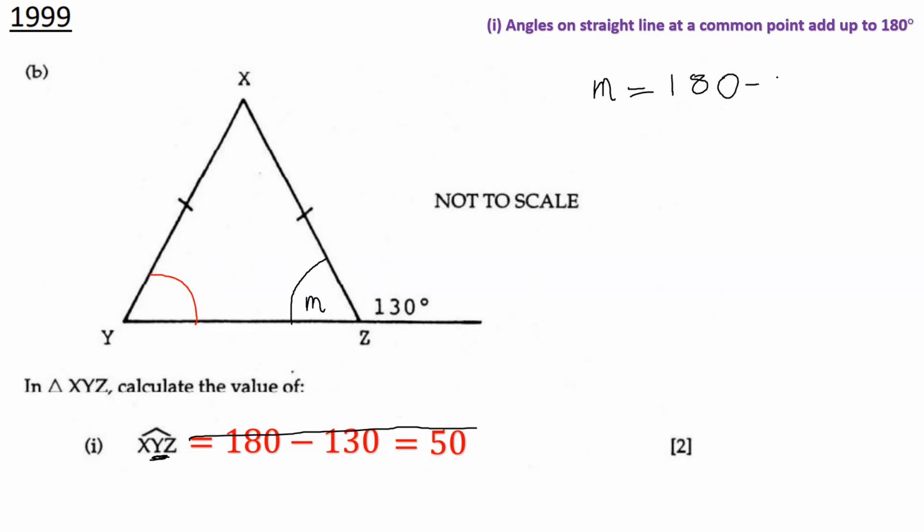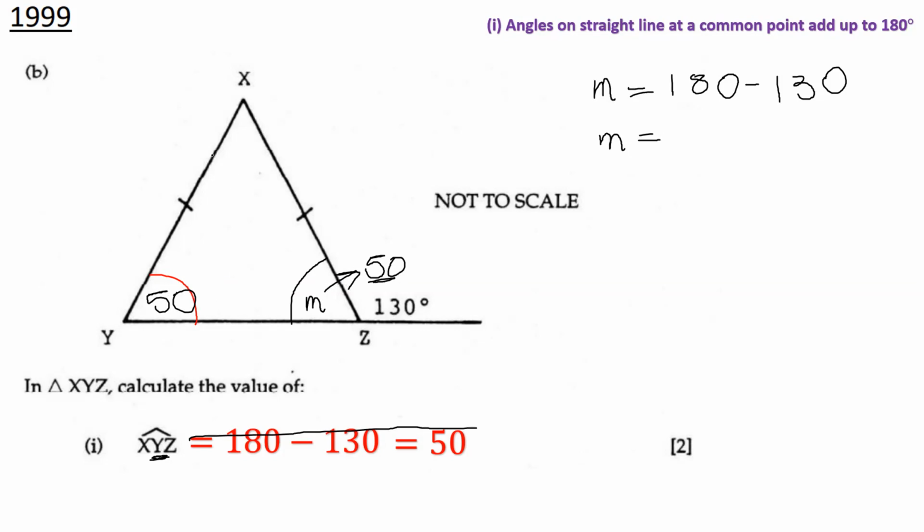130. And the reason why I know that I have to subtract it from 180 is because angles on a straight line at a common point add up to 180 degrees. And so 180 minus 130 is going to be equal to 50. So that means that M right here is 50 degrees. Now that's good because if we know what this is, since we know that this is 50, we know that this is also going to be 50 degrees. So 50 plus 50, that's what angle M is, and that's what angle Y is, 50.